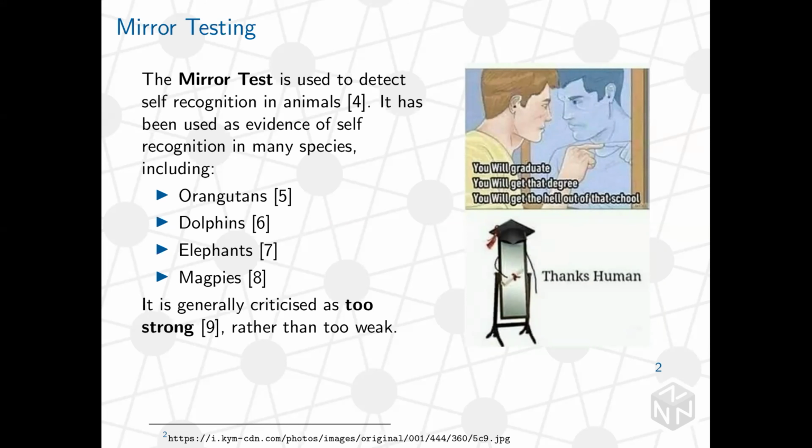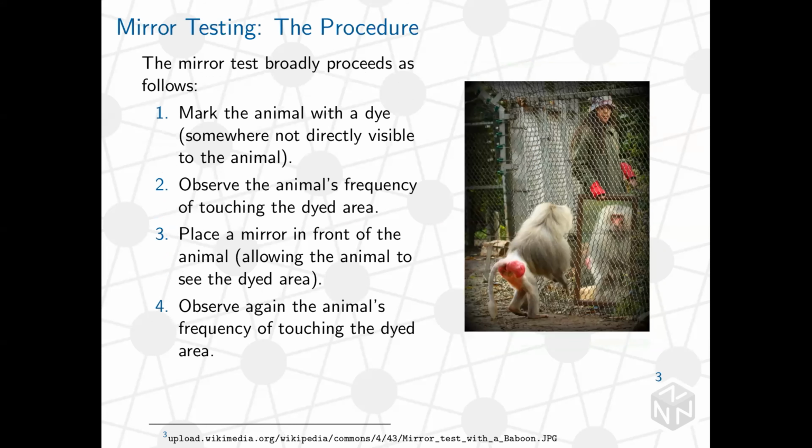So the mirror test that you're most familiar with is the mark-dye test. It's basically this idea that you take an animal, you sedate it, you mark it with a dye where it's not directly visible to the animal if there's not a mirror there. And then you observe the animal, see how frequently they're touching the dyed area. Then you place a mirror in front of it, let them interact with the mirror for a moment, and then again observe the animal and see how frequently they're touching the dye.